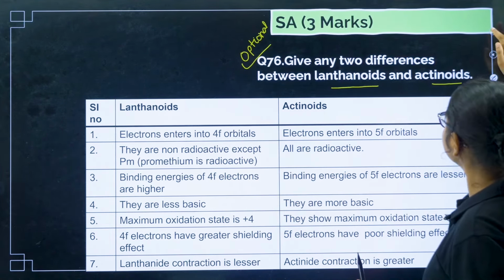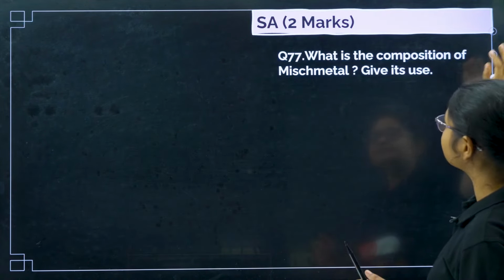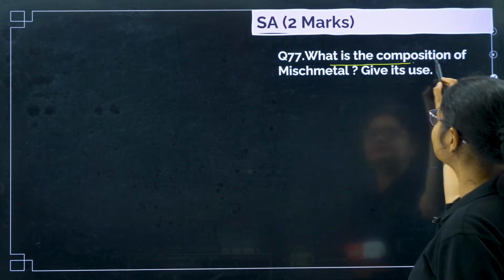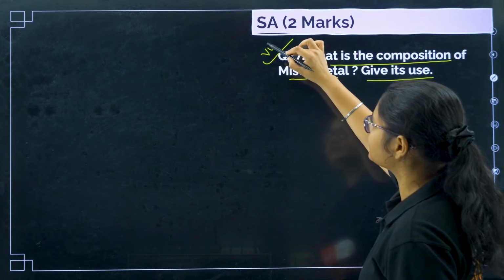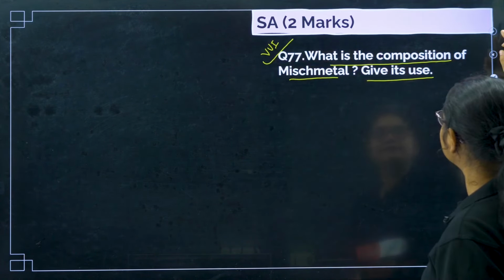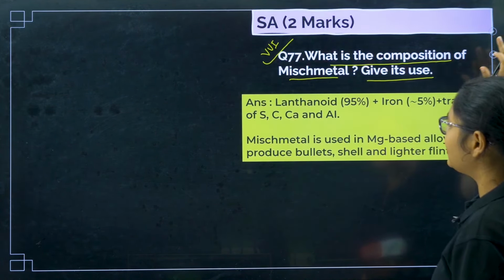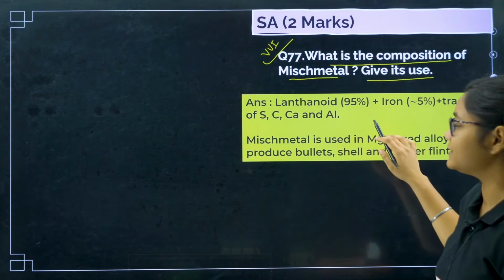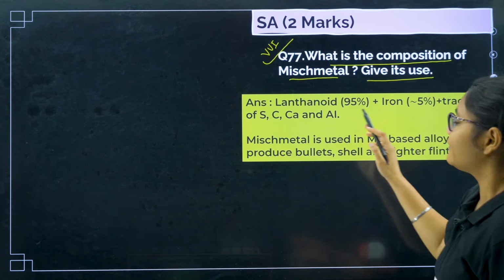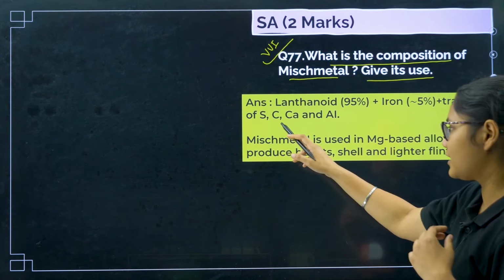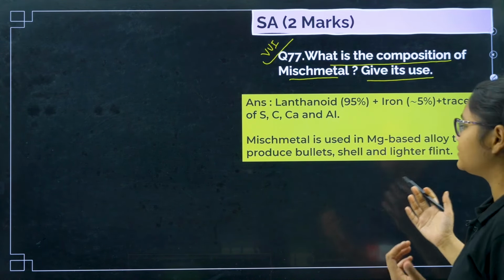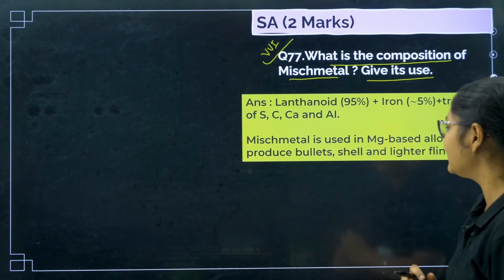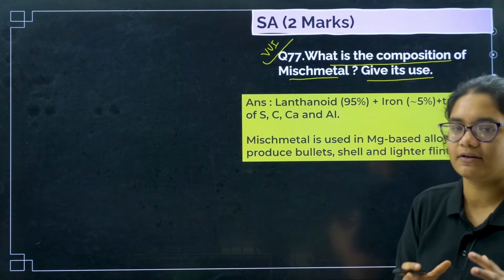Next we have: what is the composition of misch metal, give its use. Yes, this is also a new and important question that is there in this year's exams. So misch metal, you can know it is lanthanoid 95%, iron 5%, traces of sulfur, carbon, calcium and aluminium. What is its use? Used in magnesium based alloys to produce bullets, shells and lighter flint.